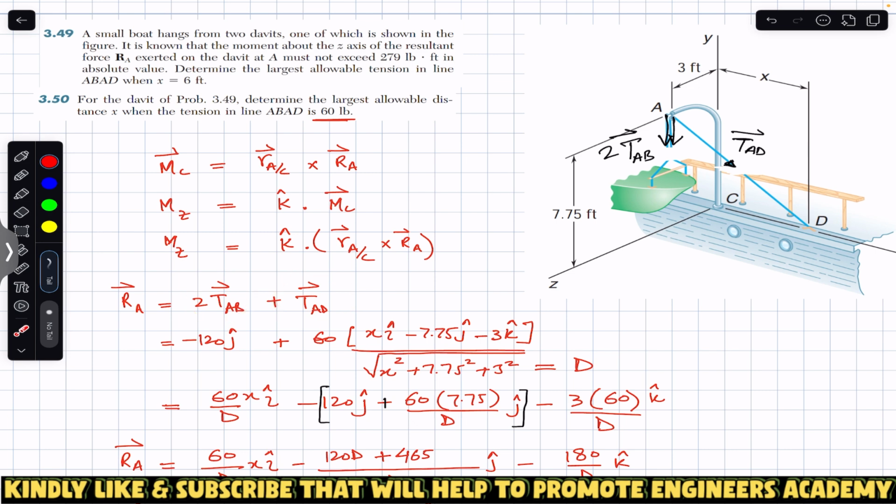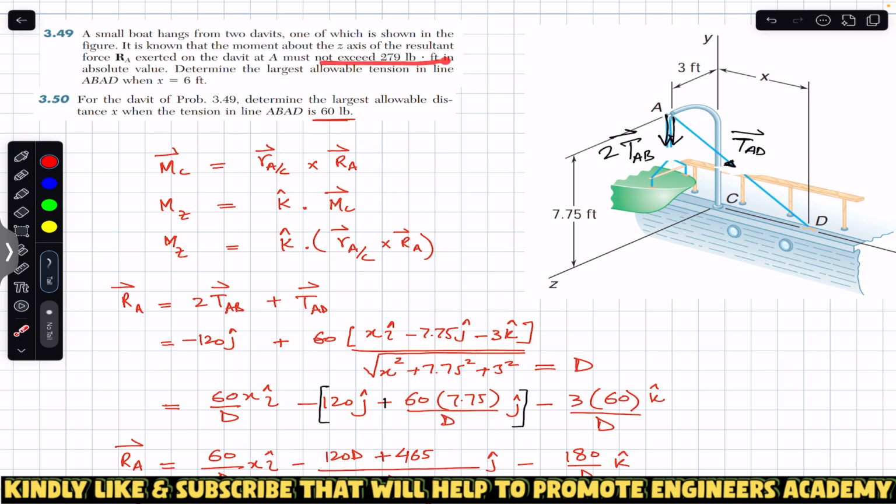And since we are given the moment about the z-axis, we have to find the allowable distance x for that moment about the z-axis. So we need to write the moment about the z-axis as well. The moment about point C is the cross product of the position vector of A relative to C with the resultant force acting at point A. So this is the moment about point C, RAC cross RA.